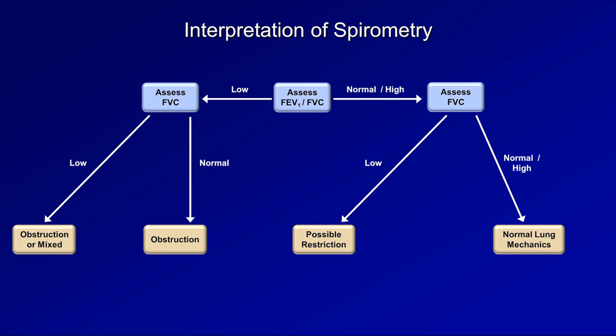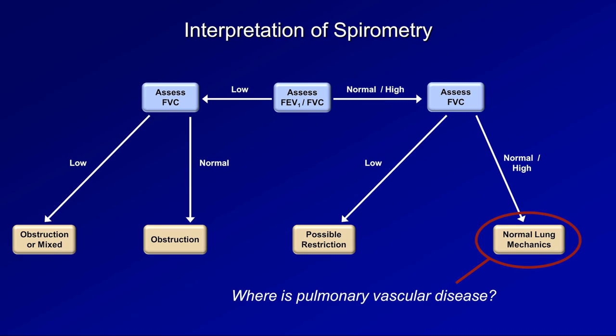At this point, I'll address a question that some viewers may already have. Where is pulmonary vascular disease in this algorithm? In the last video, I mentioned that it was one of the three major categories of lung disease, at least lung disease from the perspective of PFTs, but I haven't mentioned it at all here in this video. That's because pure pulmonary vascular disease is actually characterized by normal lung mechanics. It cannot be distinguished from completely normal lungs using spirometry alone.